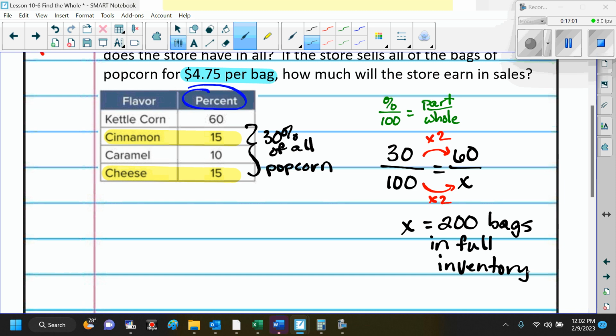Am I done? No. What else do I need to answer? Yes, I need to find out how much they're going to earn if they sell all of the popcorn, right? So what am I multiplying? $4.75 times 200. Very good. $4.75 times 200 bags of popcorn, and what do you get? $950. Dollars. Very good. $950. So those are the two answers to my problem.